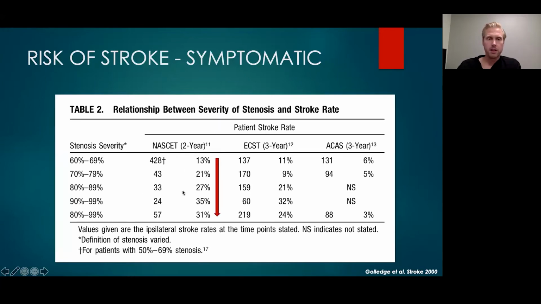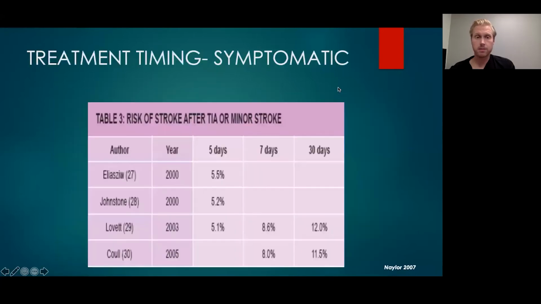You can see as you go higher degree of stenosis, you generally have a higher degree of 2-year stroke rate. And this also holds true in the European studies. But in the asymptomatic study, there was not quite that association found. So this is why the degree of stenosis is a little bit more significant in our minds than in the asymptomatic patients.